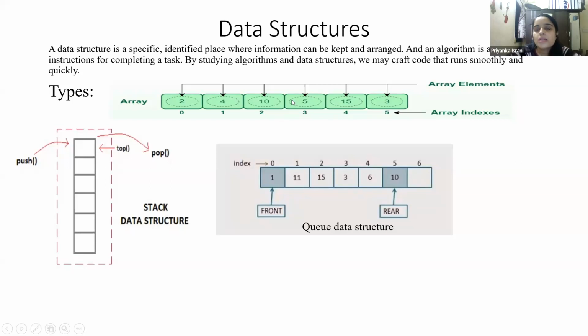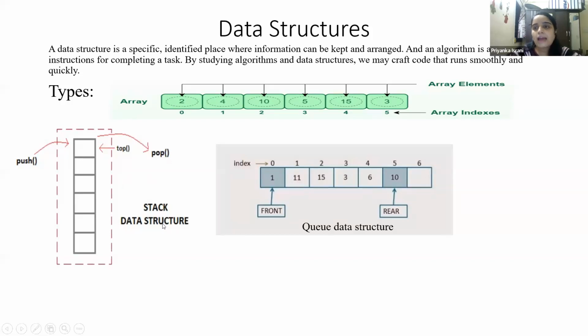It is not compulsory that you store the data in the form of numbers. It can be in the form of characters. It can be in the form of words, anything. The data can be anything. So storing data in an array is one of the data structures. Another data structure is the stack.